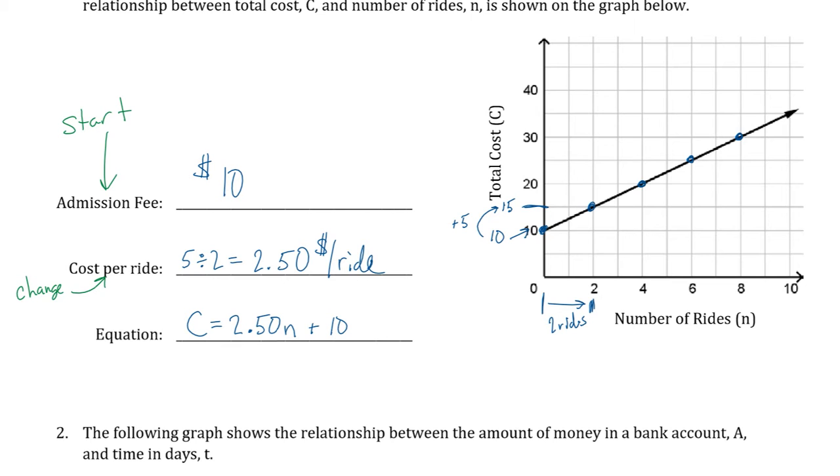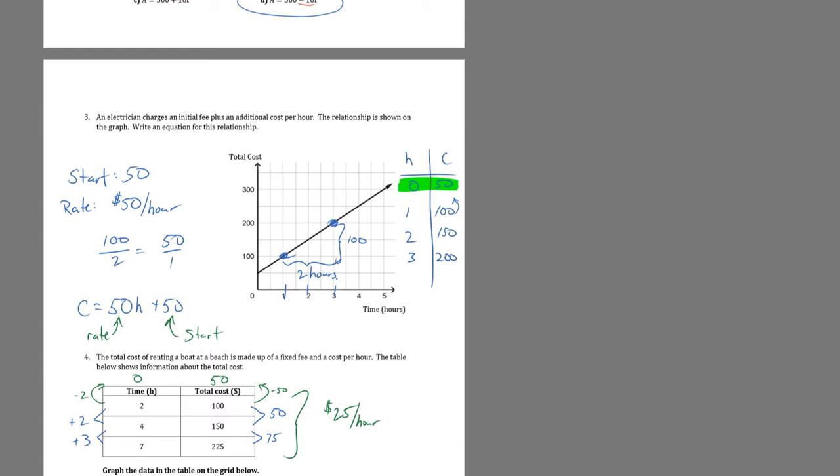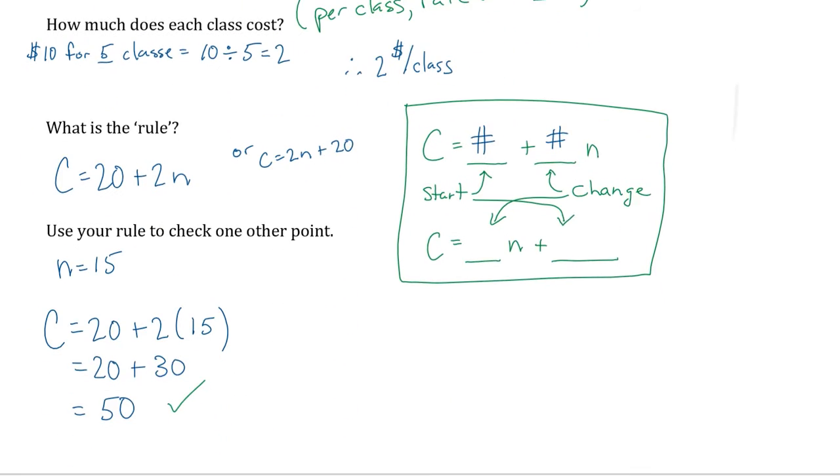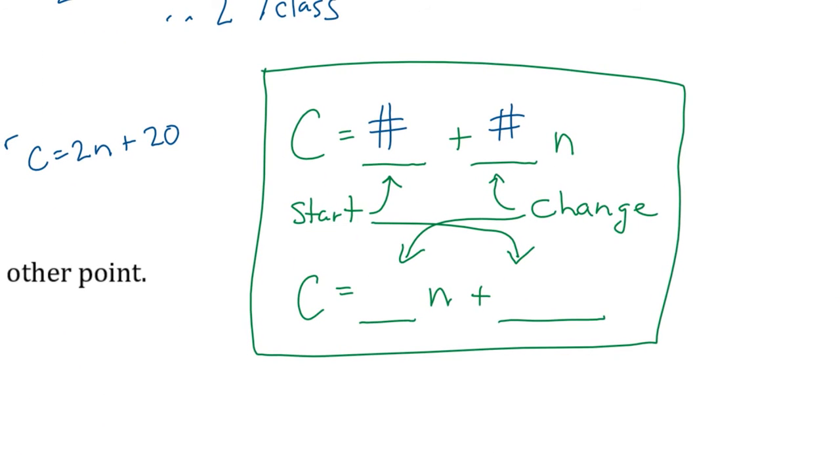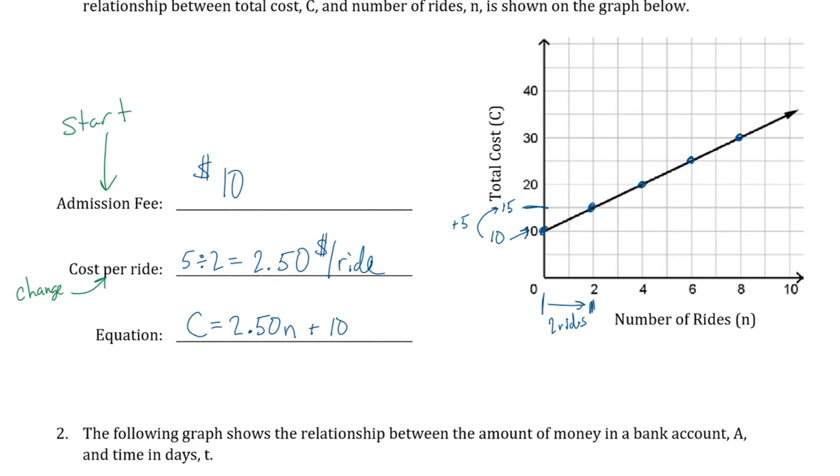And remember, we talked about this yesterday. In fact, whoops, let me go back. There's that thing we did yesterday. Go back and look at that note if you want to again. But this is the change, the one that's beside the N, and this is the start, or how much for 0, the one that's by itself. Because this one's being paid every time there's a ride.